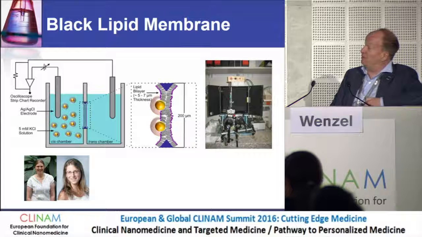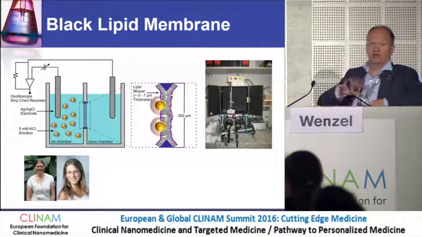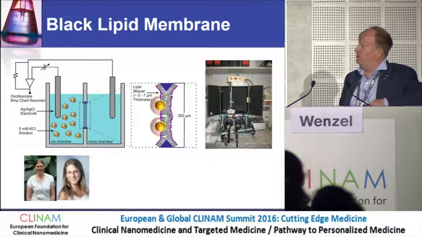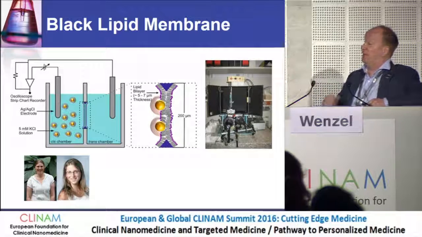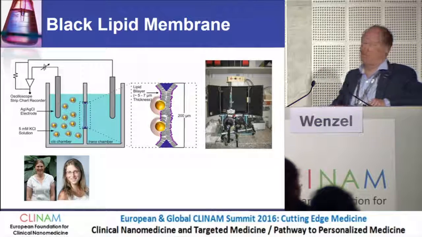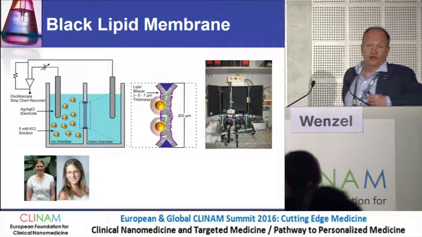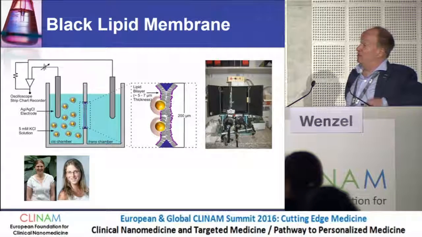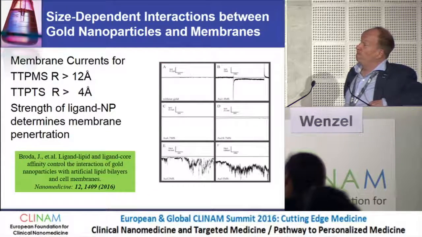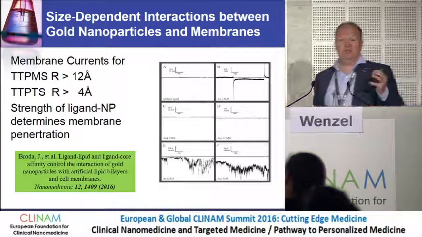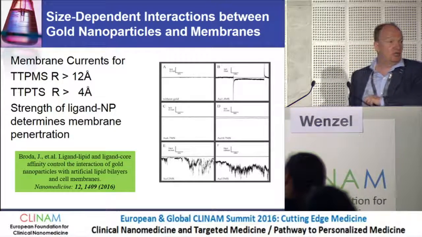What you have is this double chamber, and then you have a pore, and in this pore you place a lipid bilayer, and the experiment derives its name from the fact that this bilayer is black when the membrane is intact. Then you put in the nanoparticles on one side, and you apply a current from one side to the other, and by analyzing voltage and current, you can analyze the permeation of the nanoparticle.